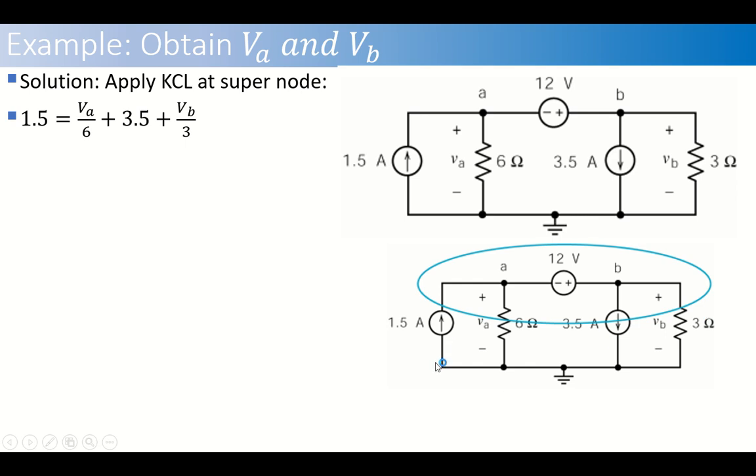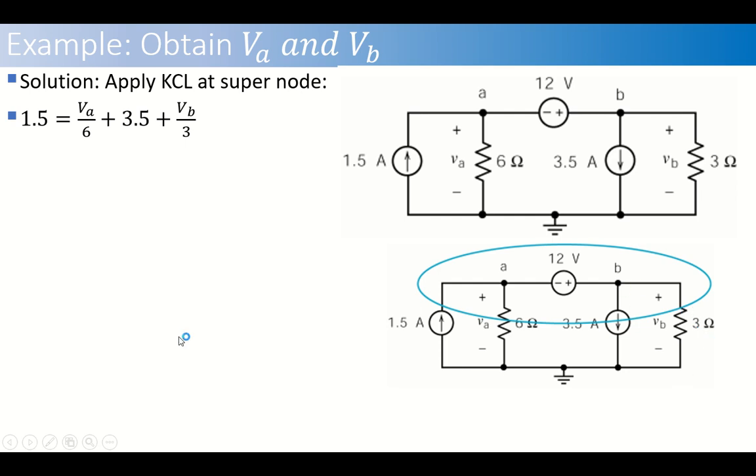You can see that this current is incoming, outgoing, outgoing, and outgoing. So only one current is incoming. So 1.5 should be equal to the current in this branch, which will be VA divided by 6, plus the current in this branch, which is 3.5 ampere, plus the current in this branch, which is VB divided by 3.